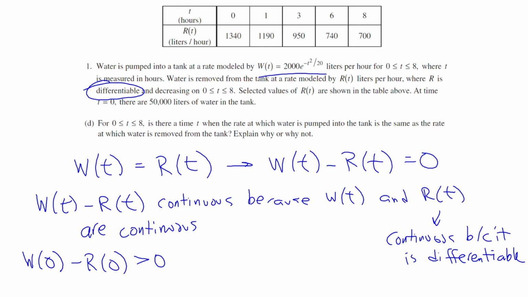So now all we have to do is find a place where W minus R is less than 0. And so I'm just going to test the value at the end at 8, which makes the most sense to test. Well, actually, it doesn't really make any more sense than testing anything else. So we'll just test W minus R at 8. So W of 8 minus R of 8. And we know that R of 8 is 700. So we'll use our calculator to find W of 8.